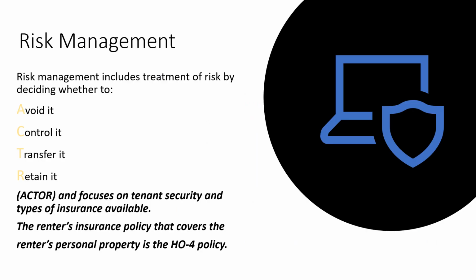Risk management, that includes treatment of risk by deciding whether to avoid it, control it, transfer it, or retain it. It also focuses on tenant security and types of insurance available. The renter's insurance policy that covers renters' personal property is the HO4 policy.